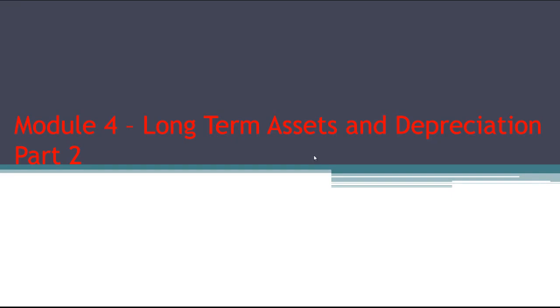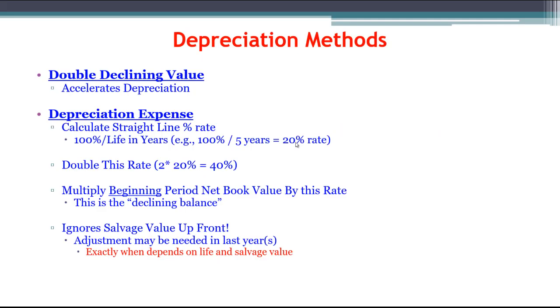Hello everybody and welcome back to part 2 of module 4. We're still dealing with long-term assets and depreciation, but now we're going to move into one of the last topics of the depreciation methods. And this specifically is the declining value methods, or declining balance as they're sometimes called.